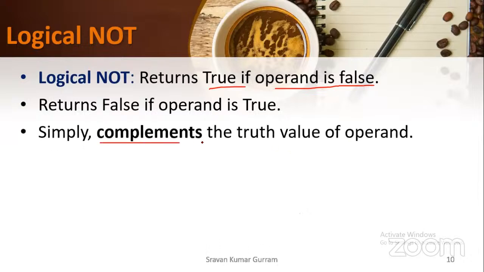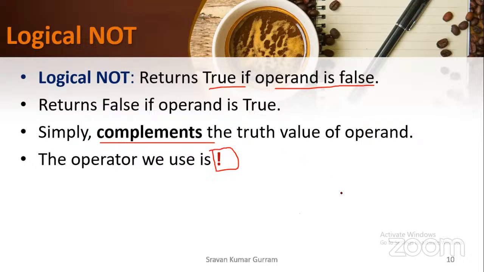Simply, we can say that it is used to complement the given truth value of the operand. True becomes false, false becomes true if you apply the logical not operator. The symbol to implement logical not is the exclamation symbol. Technically, in the programming language, we call that the logical not operator.